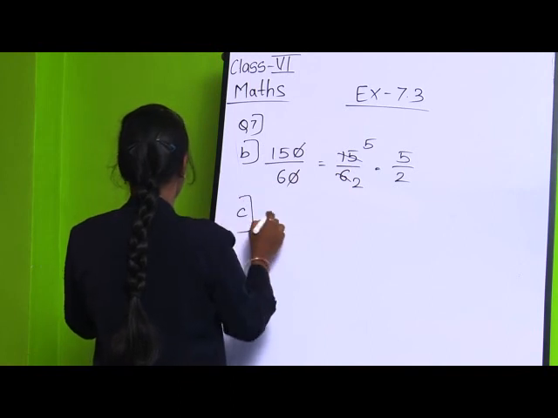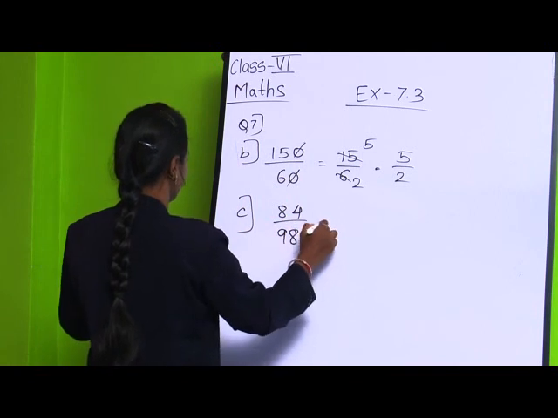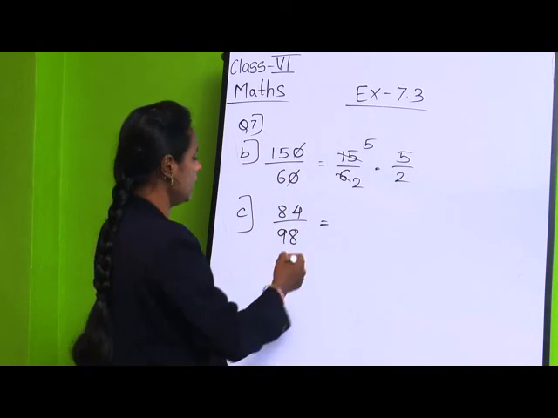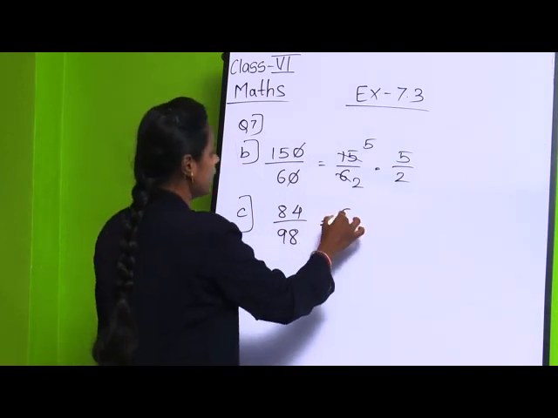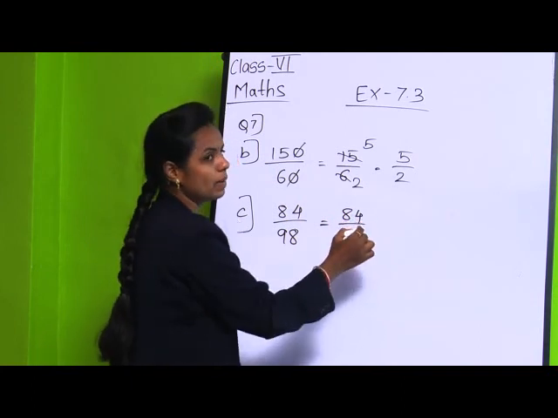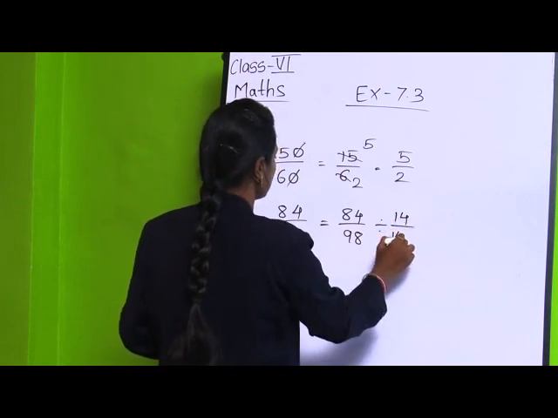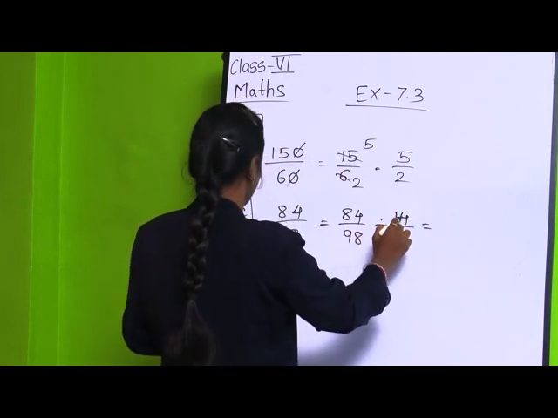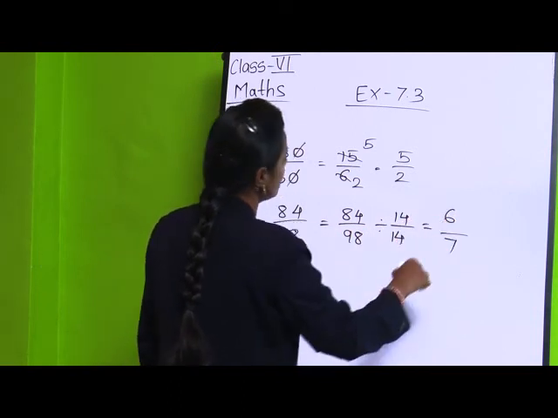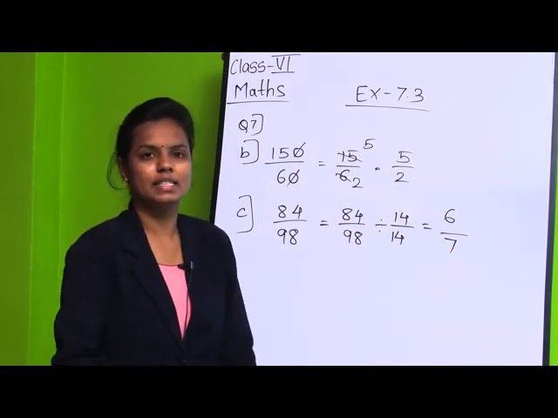C1, 84 by 98. So this goes in 14 table. So we will do it directly. 84 divided by 98, both the numerator and denominator should be divided by 14. So we have 84 divided by 14, 6, and 98 divided by 14, 7. So 6 by 7 is the lowest term.